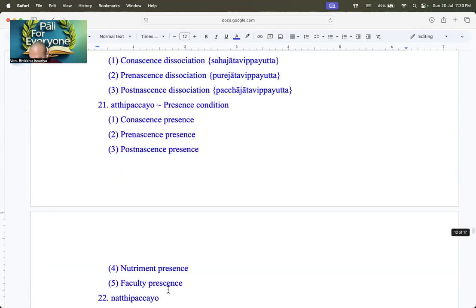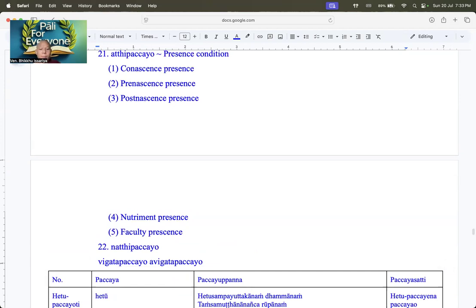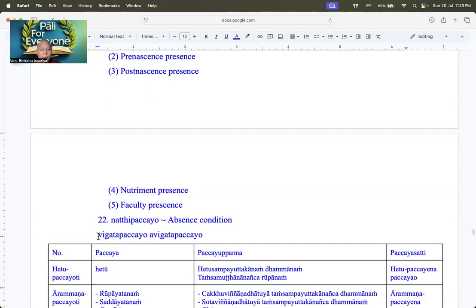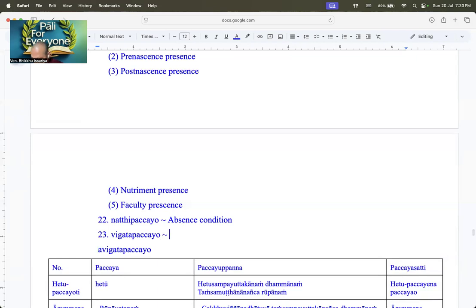So nati is opposite to the ati. So absence, absent condition. Okay. And then the next one, that is 23, the disappearance condition. And then we get the last one, no disappearance condition. Okay, so in this way, briefly, 24 conditions are like this.